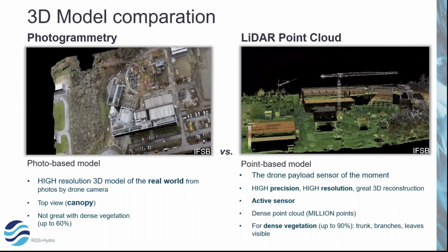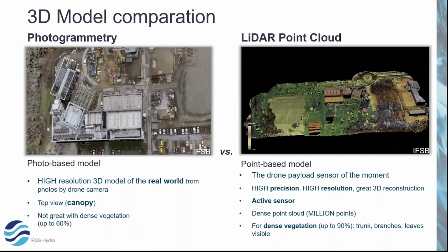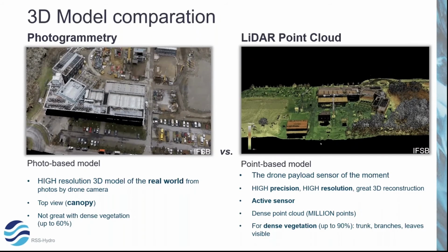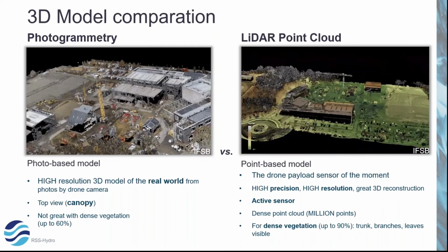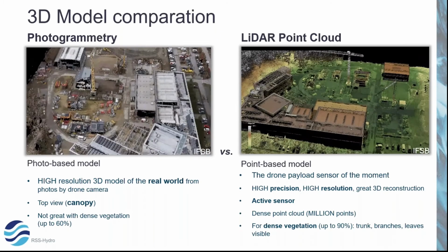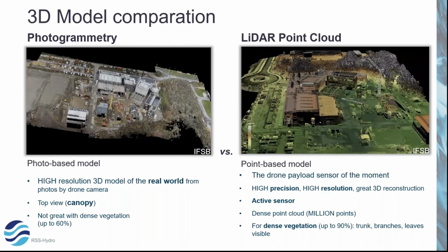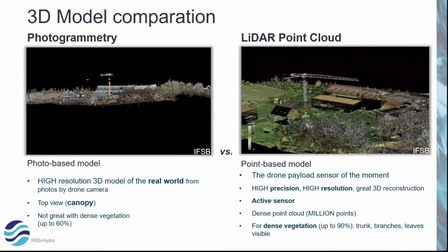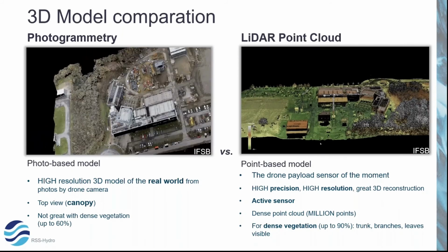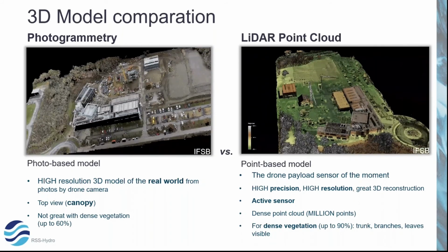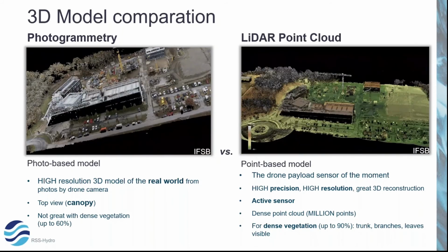The LiDAR 3D model is point-based, meaning that it's made by millions of points captured by the active sensor that sends laser pulses to the target and measures its position in space using the reflection time. It allows a perfect 3D reconstruction, especially of dense vegetation, where light pulses penetrate between leaves, with branches and trunk.